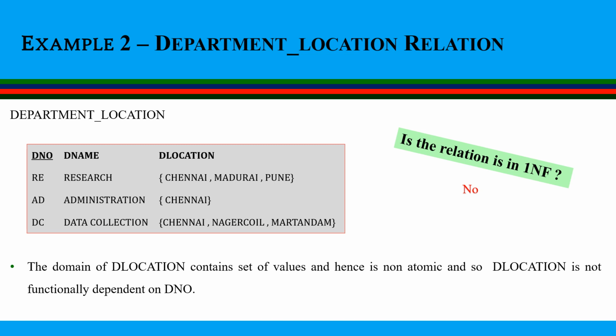And so the D location is not functionally dependent on the primary key D number. D number does not have a single value associated with the D location. This D location consists of a set of values: Chennai, Madurai, Pune. It consists of three values instead of a single value. It consists of multiple values. So this relation is not in first normal form.